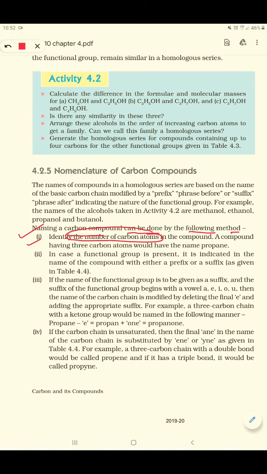Coming to point number 2, students, you have to check the functional group present in the given carbon compound. So in case a functional group is present, it is indicated in the name of the compound, whether written as prefix or suffix. Students, there are certain functional groups which are not that important for the nomenclature purpose, so they are always given as prefix. Like halogens, they are always written as prefix.